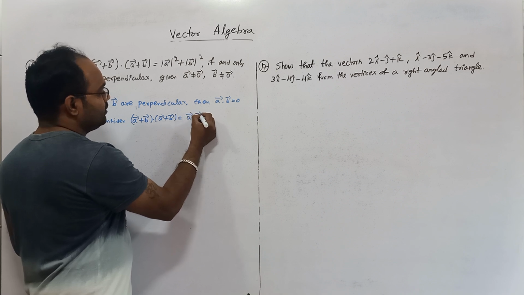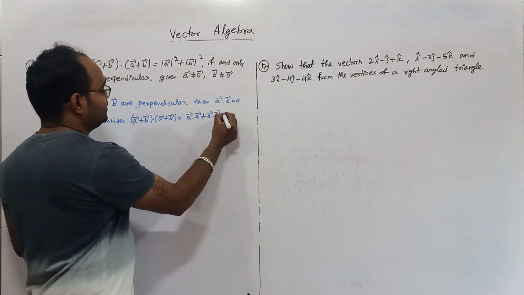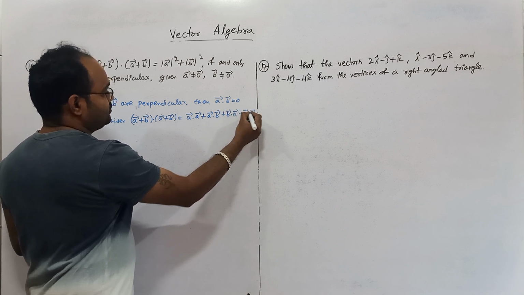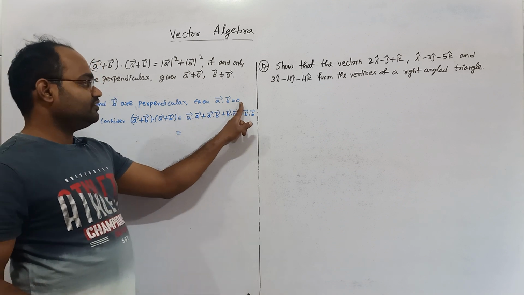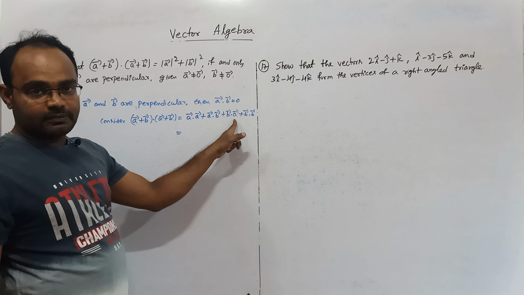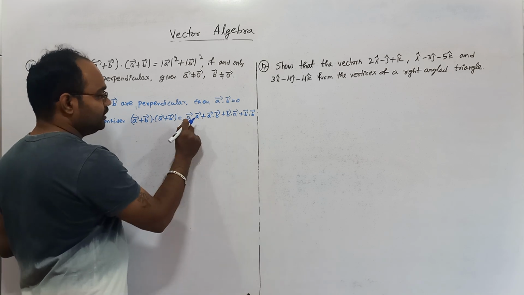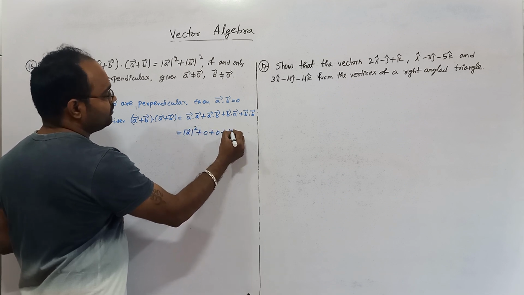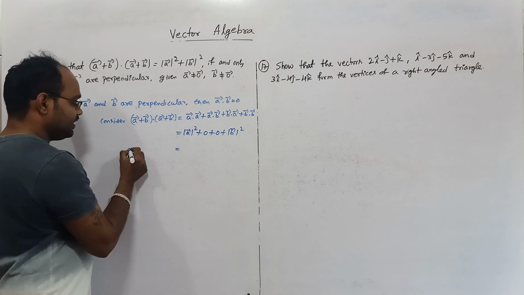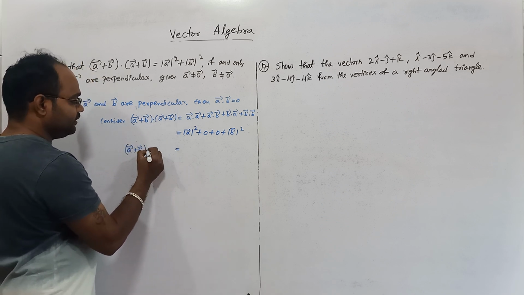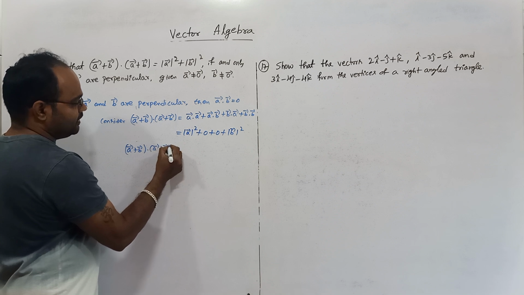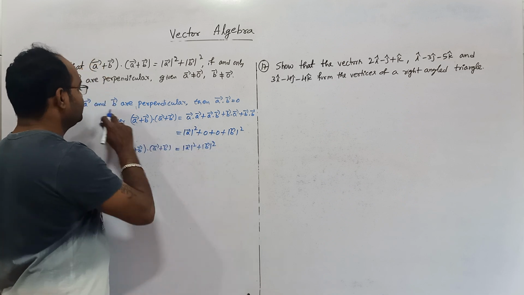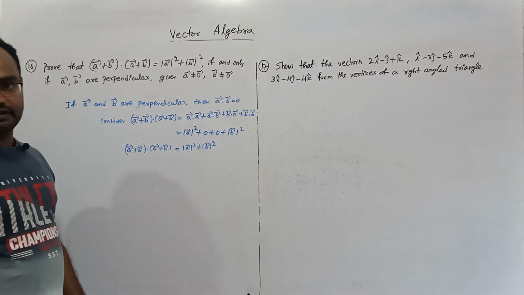a dot a plus a dot b plus b dot a plus b dot b. So since a dot b is 0, b dot a is also 0, we know that dot product is commutative. This is 0, this is 0. a dot a is magnitude a whole square plus 0 plus magnitude b whole square. So therefore a plus b dot a plus b will become magnitude a whole square plus magnitude b whole square if we assume that a and b are perpendicular.